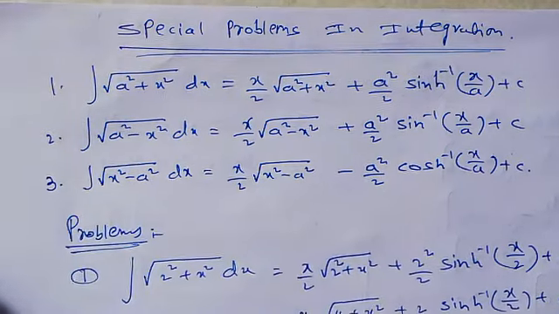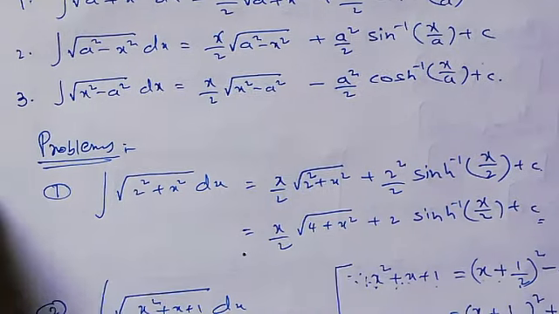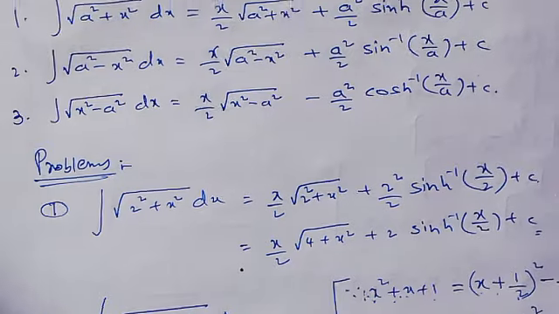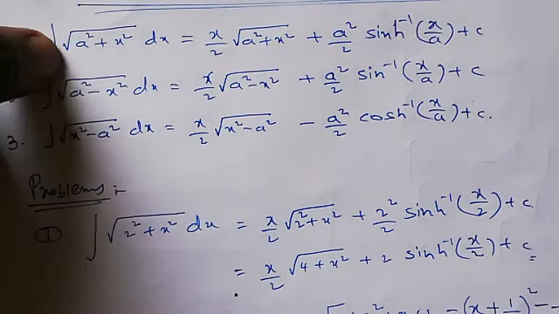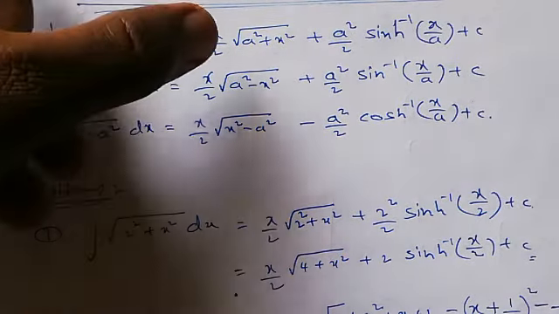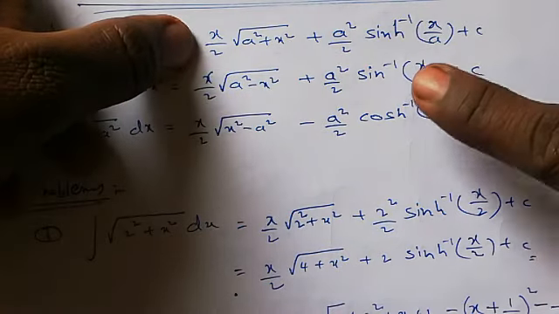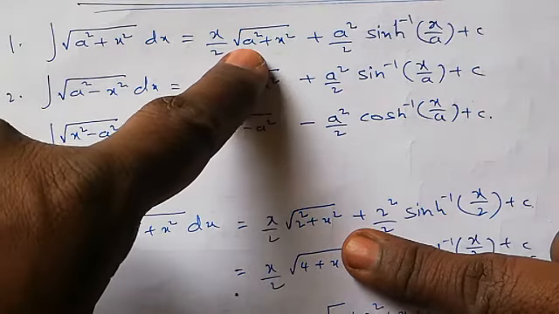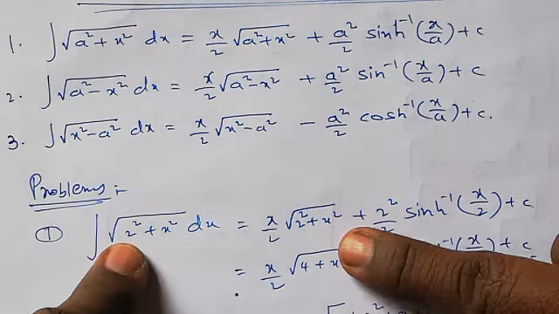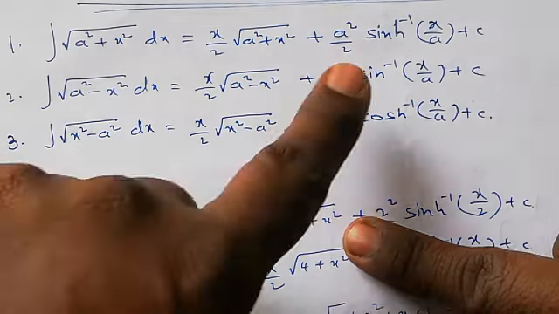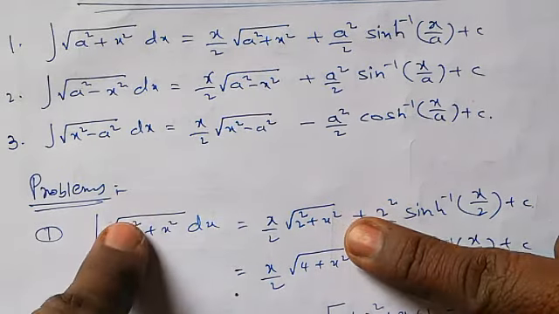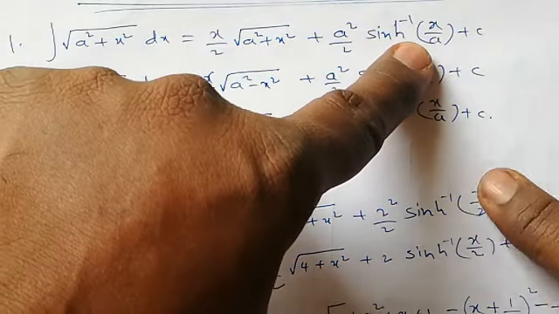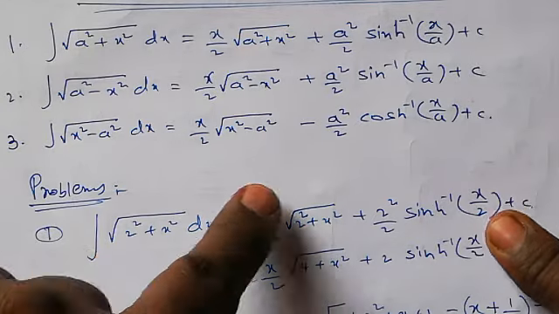Now let us do some problems based on this. First one, the integration of root 2 square plus x square dx. Clearly, in which form is it? It is in the form of the first one, root a square plus x square. Applying this formula, x by 2 into root a square plus x square, where a square means 2 square, so 2 square plus x square, plus a square by 2, that is 2 square by 2, into sinh inverse of x by a, so x by 2, plus c.